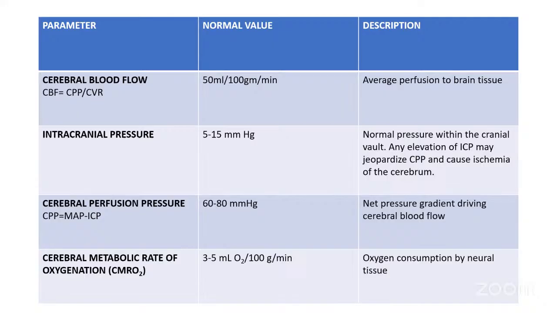We can appreciate it. Cerebral metabolic rate of oxygen, that is CMRO2, is the oxygen consumption by the neural tissue or brain. It is around 3 to 5 ml oxygen per 100 gram of brain tissue per minute.